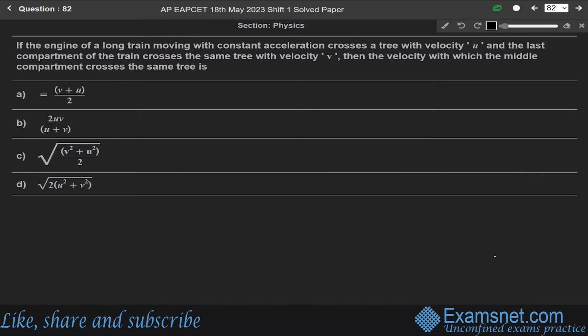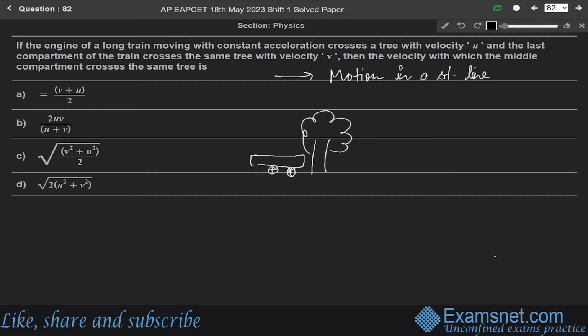Now question 82. If the engine of a long train moving with constant acceleration crosses a tree with velocity u, and the last compartment of the train crosses the same tree with velocity v, then the velocity with which the middle compartment crosses the same tree is, okay. So first of all, this question is from the chapter of motion in a straight line. According to this question, let us say there is a tree and a train is passing through this tree.